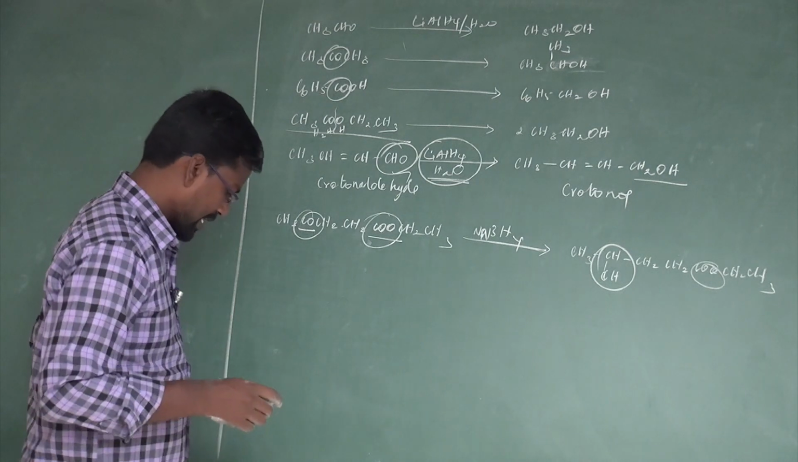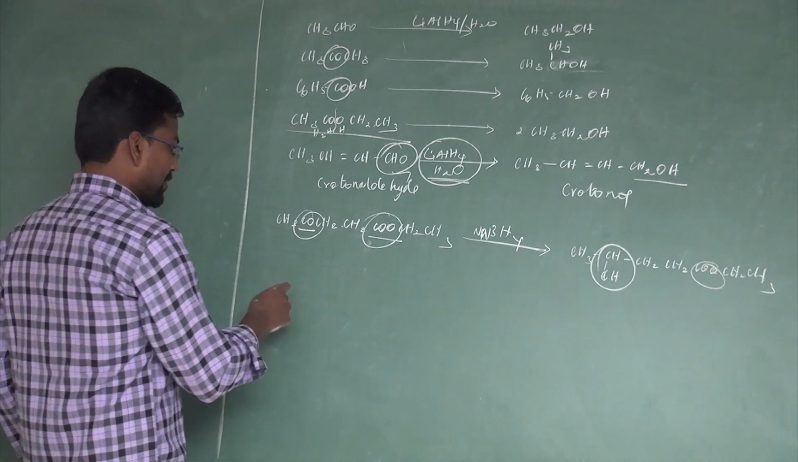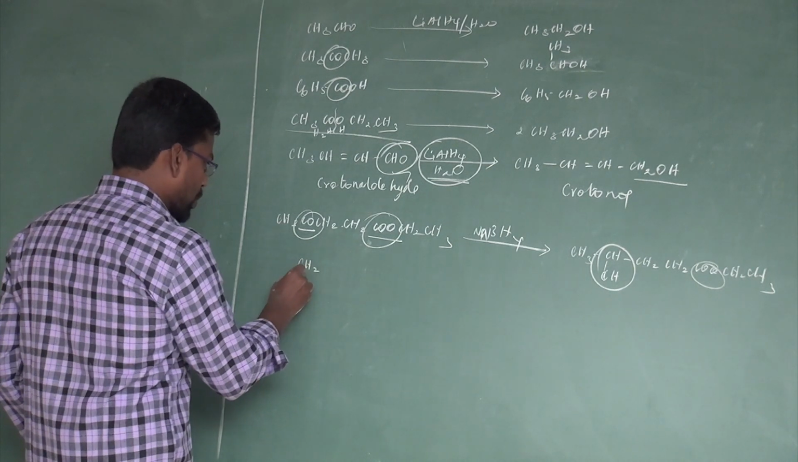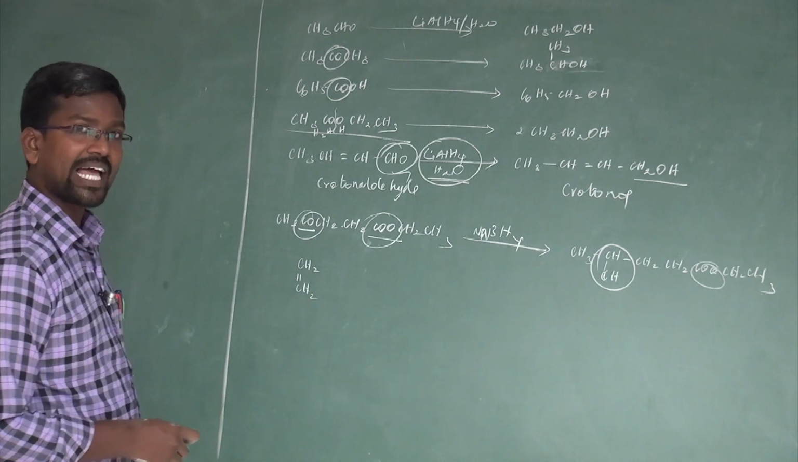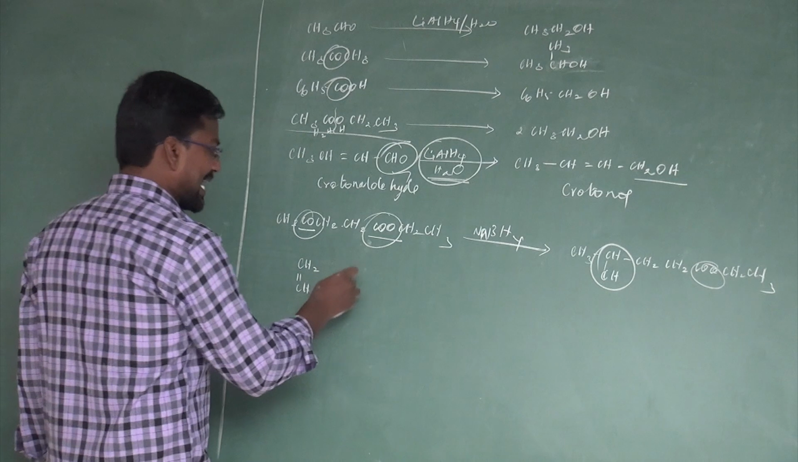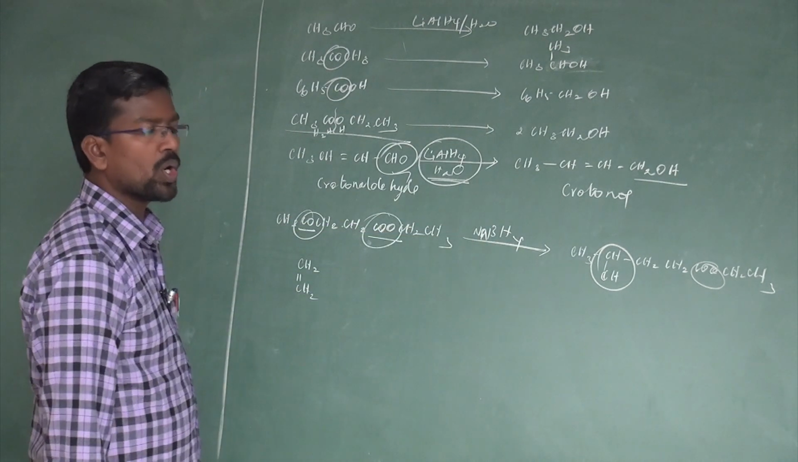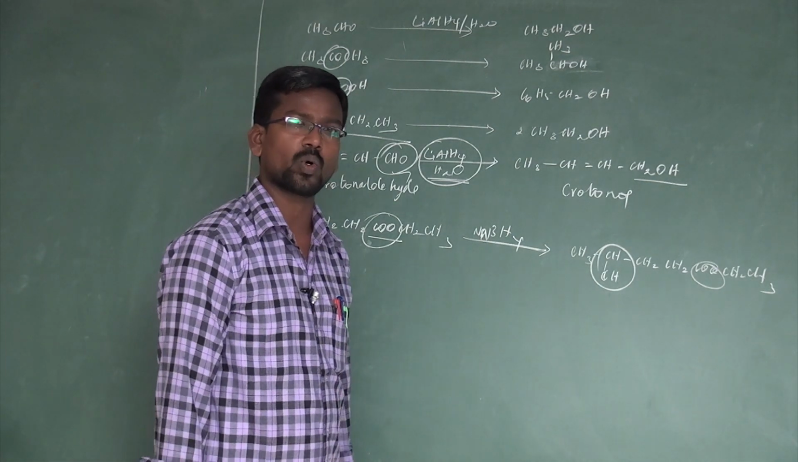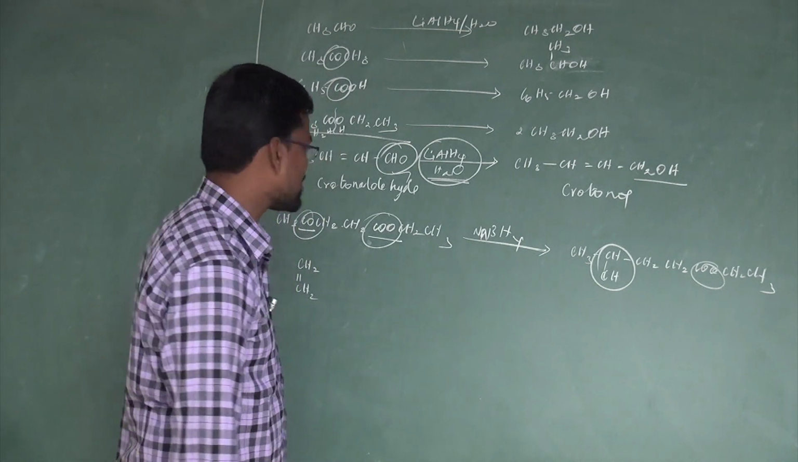Next one, glycol and glycerol can be prepared from ethene by using Baeyer's reagent. CH2 double bond CH2, ethene, it is an alkene, ethylene. This ethylene reacts with Baeyer's reagent. So what is the meaning of Baeyer's reagent? Cold dilute alkaline potassium permanganate solution is known as Baeyer's reagent.